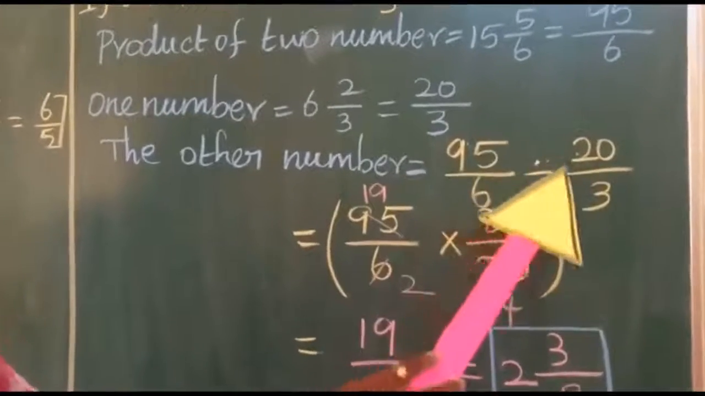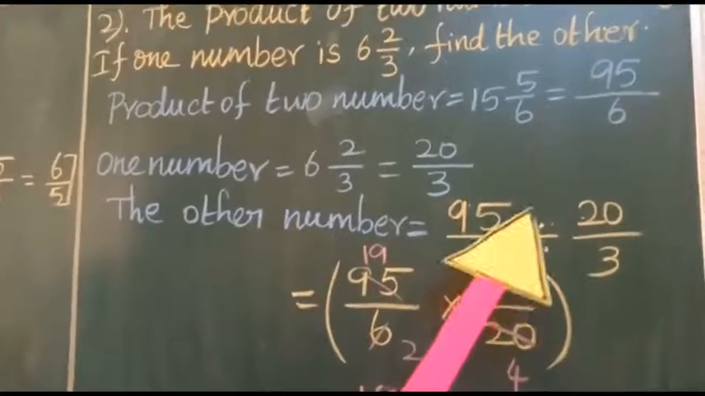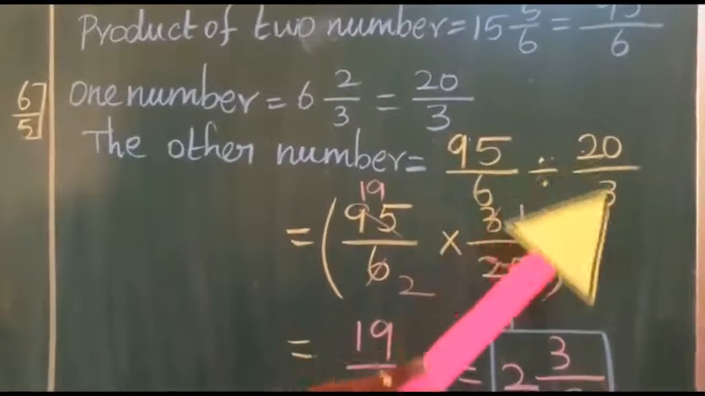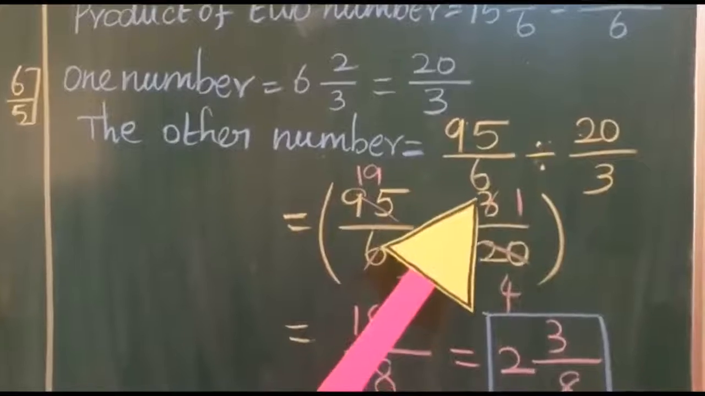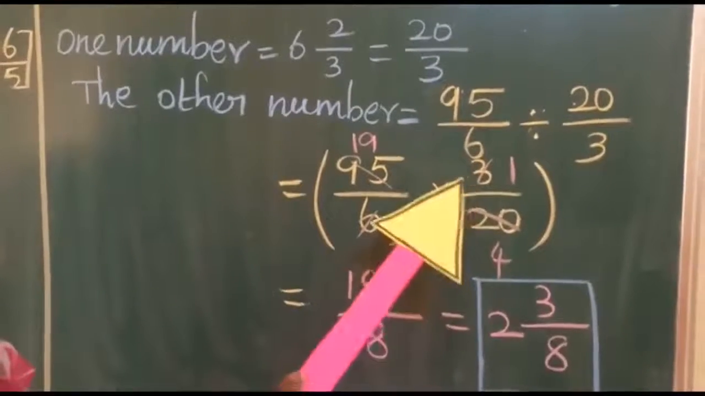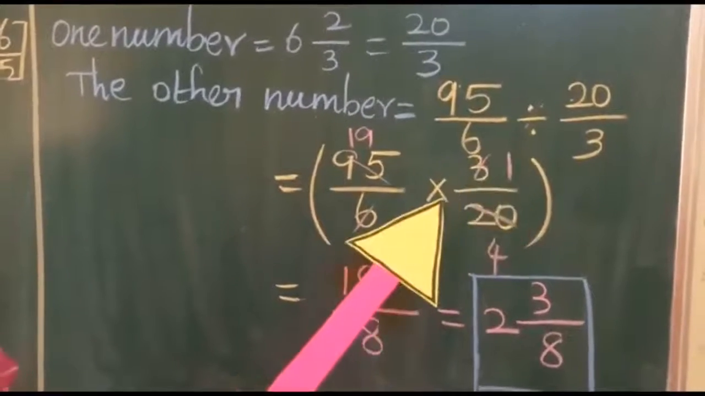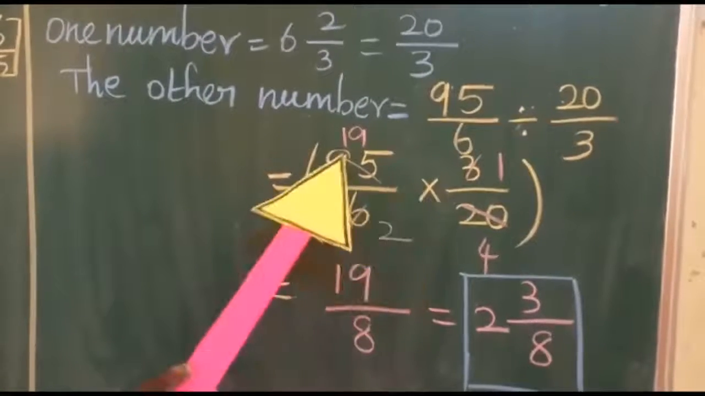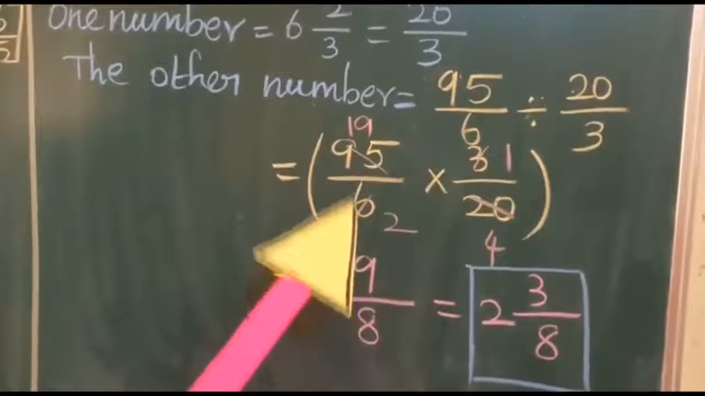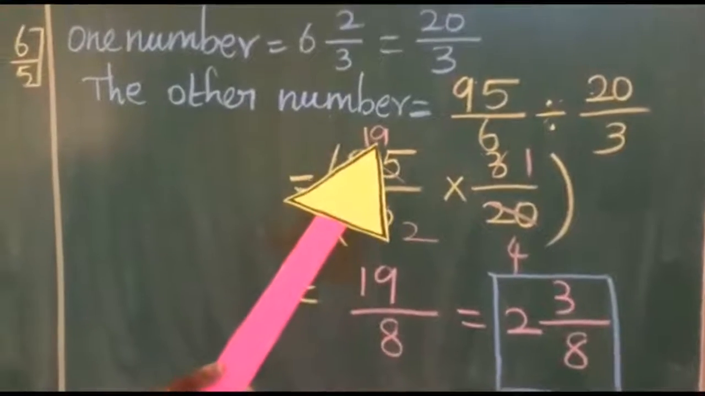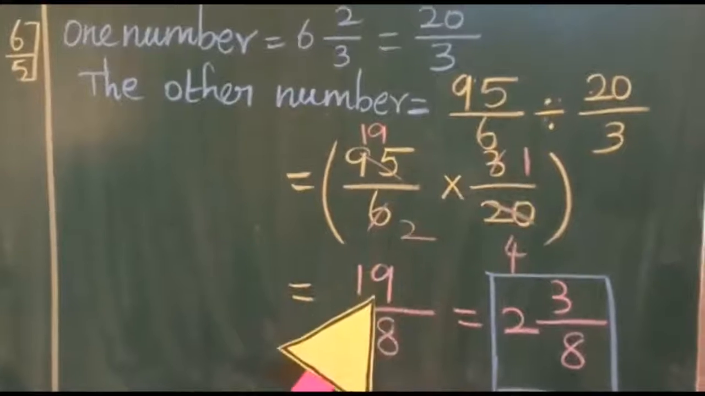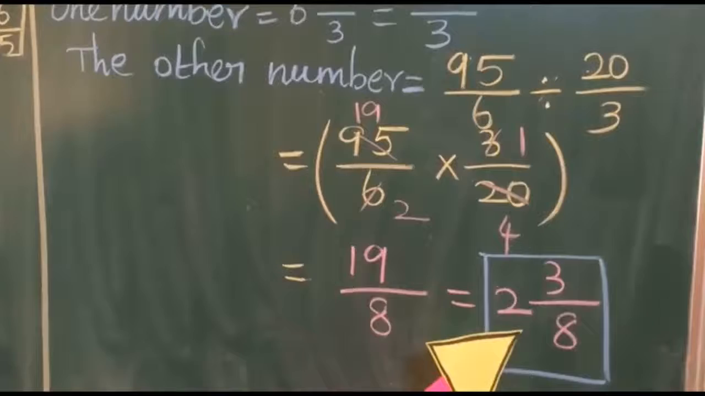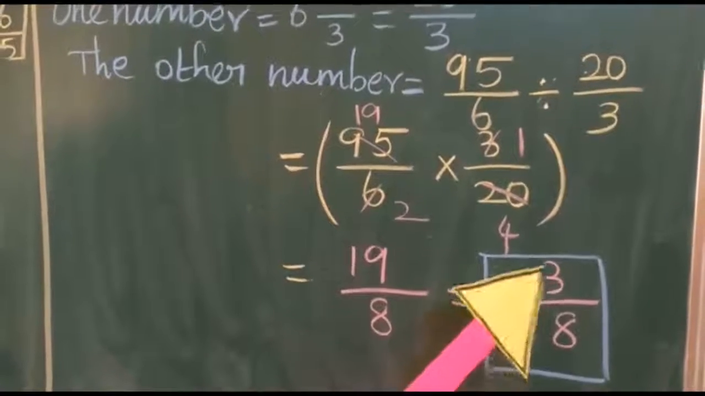So this is a division symbol. I told you already, if it is division, the second number has to be taken as a reciprocal. So what is the reciprocal of 20 by 3? Exactly, it's 3 by 20. When you take the reciprocal, the division also will be changed into multiplication. Now we can simplify whichever is possible. After that we can multiply: 19 into 1 will be 19, 2 into 4 will be 8. So next we can write the answer as a mixed fraction, 2 into 3 by 8.